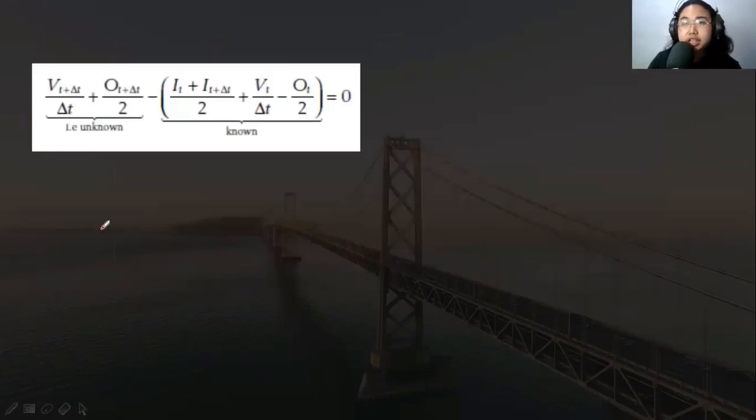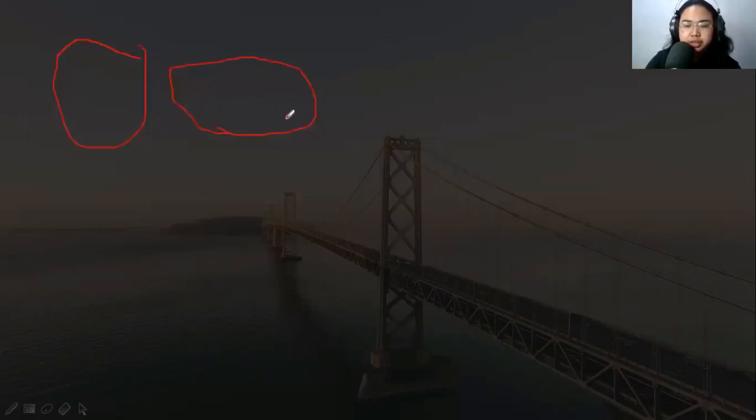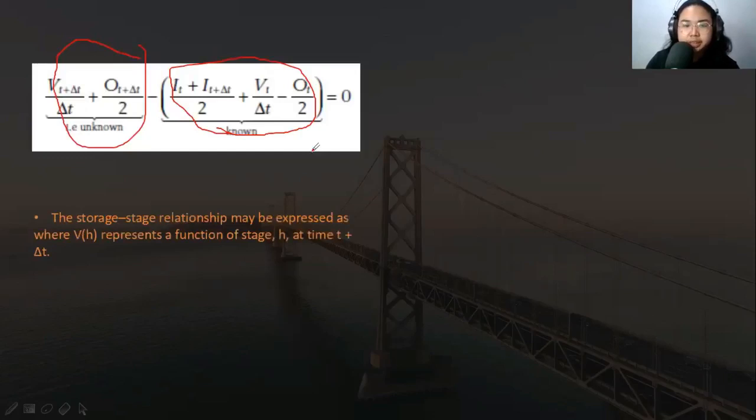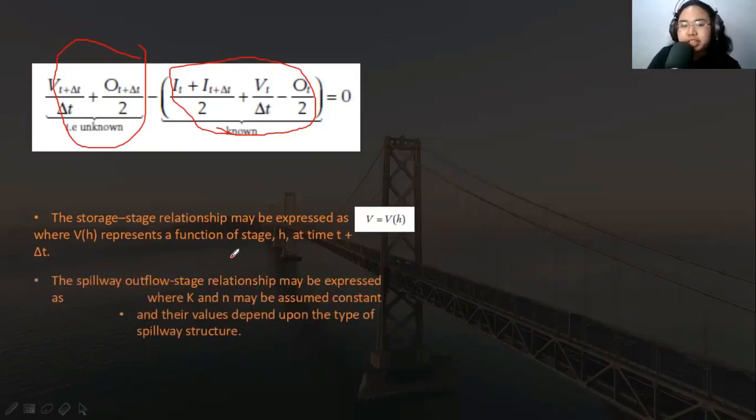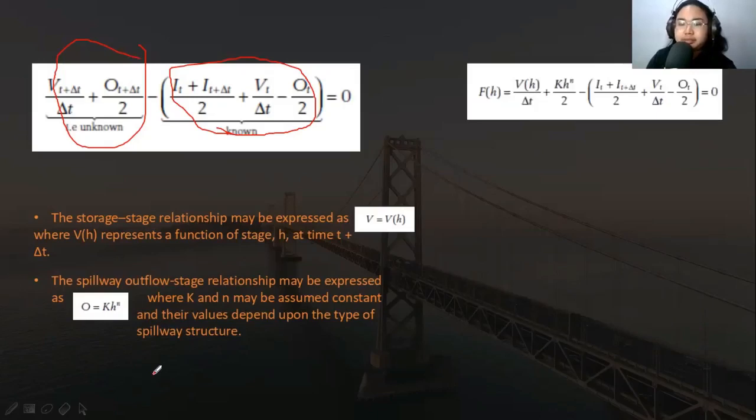The earlier finite difference equation, in terms of unknown and known values, looks like this. These are the unknown values, and these are the known. The storage-stage relationship may be expressed as V equals V(H), where V(H) represents the volume as a function of stage H at time t plus change of t. The spillway outflow-stage relationship may be expressed as O equals K H raised to N, where K and N may be assumed constant and their values depend upon the type of spillway structure.